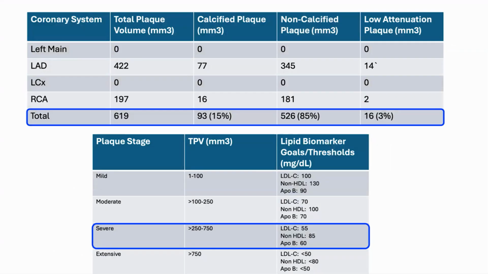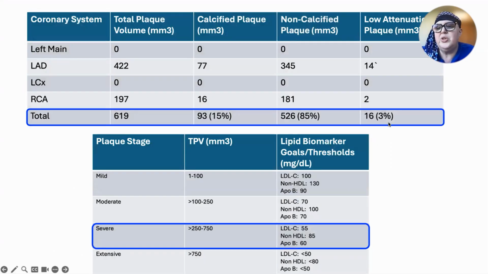So when we look at this patient's individual plaque, he has a total plaque volume of over 600. His non-calcified plaque is 85%. You have to remember the 80%, 20% rule. So 80% is normal for non-calcified plaque and 20% for calcified plaque. So this patient has more non-calcified plaque than what would be expected.